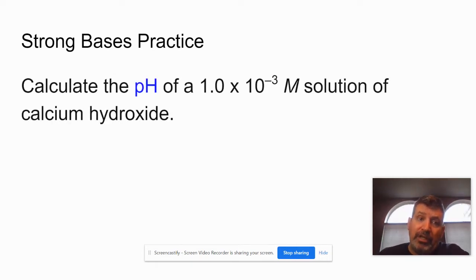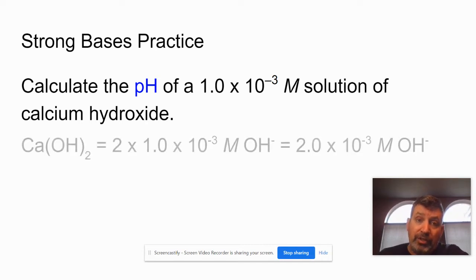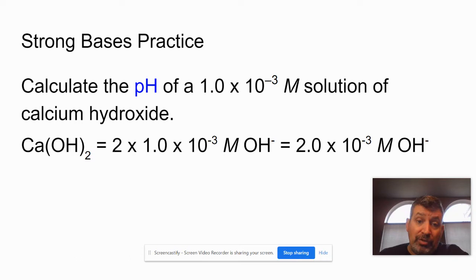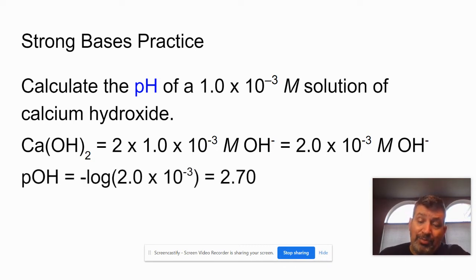Okay, moving on, we look at this example, and it says calculate the pH of a 1 times 10 to the negative 3 molar solution of calcium hydroxide. This one has the same concentration as the last example, but you have to remember with calcium hydroxide, there are 2 hydroxide ions in it. So we're going to take that concentration, multiply it by 2 to account for the 2 hydroxides. So we're going to get 2 times 10 to the negative 3 molar hydroxide in that solution. Again, take the negative log of that, and you get a pOH of 2.70.